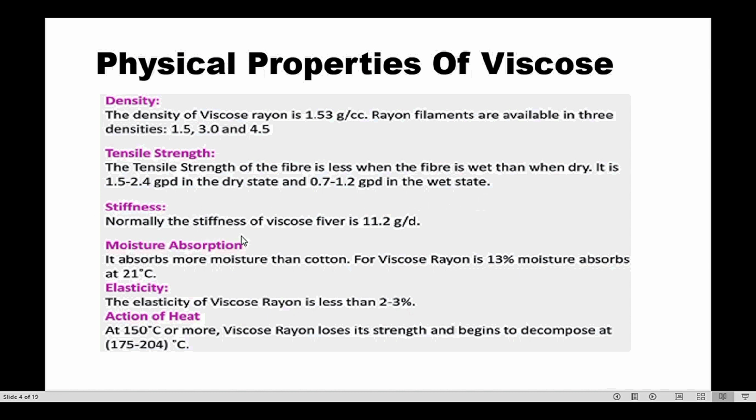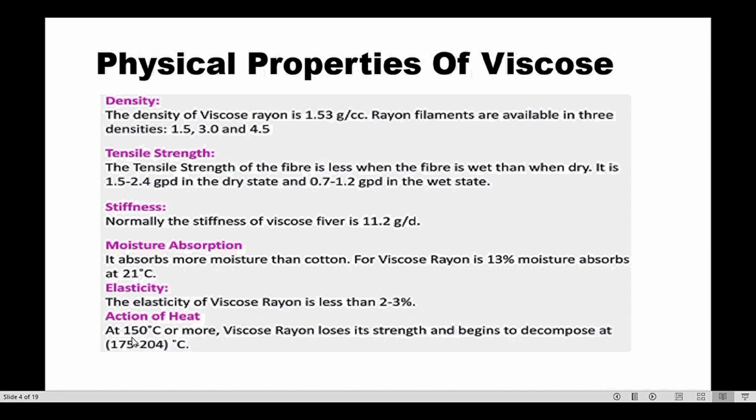Stiffness. Normally the stiffness of viscose fiber is 11.2 gram per denier. Moisture absorption: it absorbs more moisture than cotton. For viscose rayon, 13% moisture is absorbed at 21 centigrade, whereas cotton has moisture absorbance of 7 to 8% in normal condition. And the next is elasticity. Elasticity of viscose rayon is less than 2 to 3%.